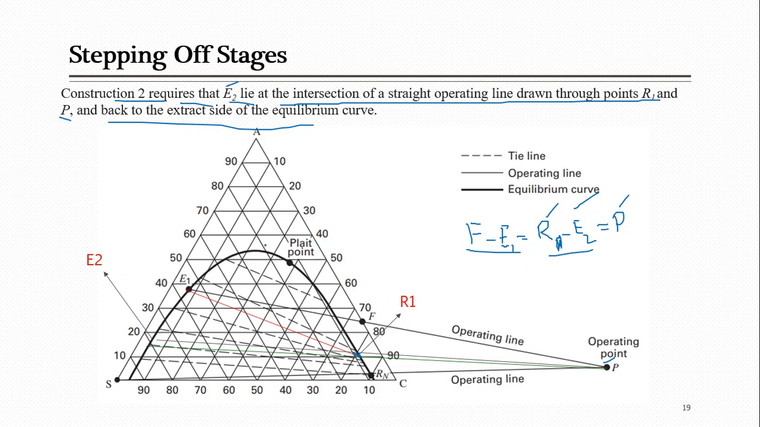So one thing, just remember when we started this stepping of stages, he said that you have to use alternatively construction 2 and construction 3. Actually construction 2 he was calling operating lines. You have to use operating line and tie lines alternatively to locate your number of stages. As we started initially, one line was drawn already from E1, F and P, so we just drew a tie line connecting E1 and R1.